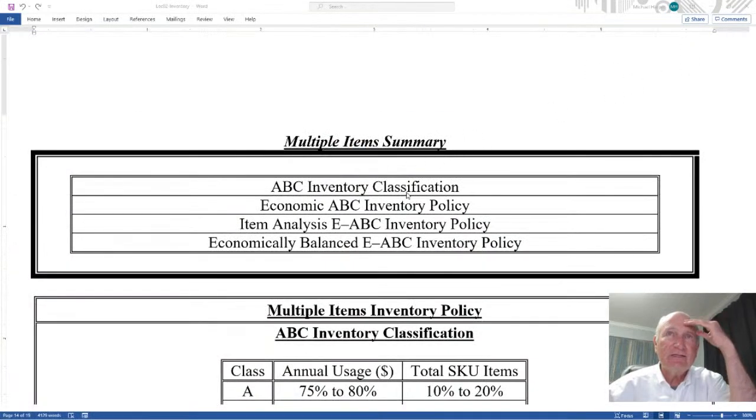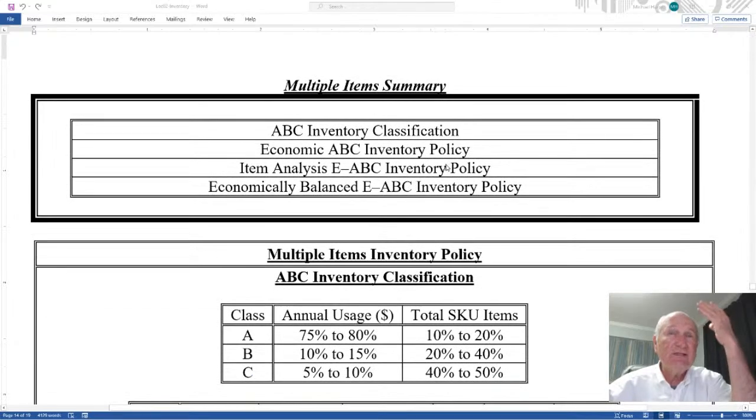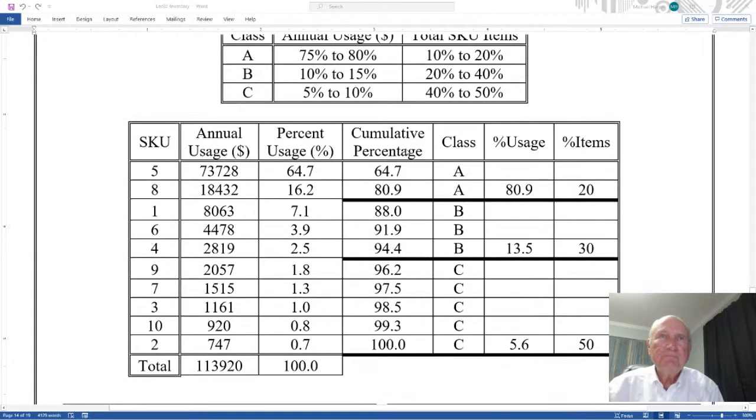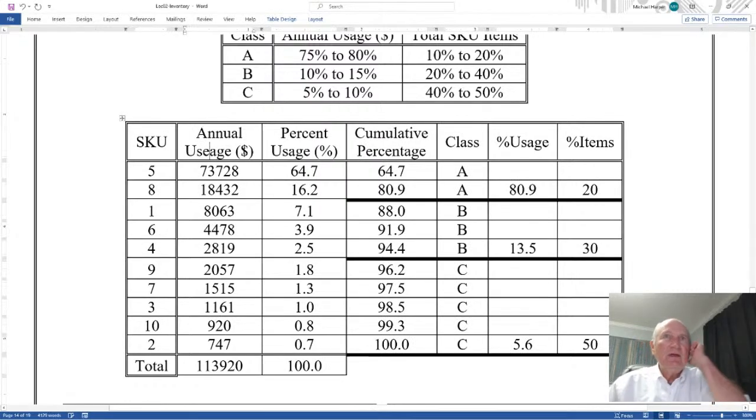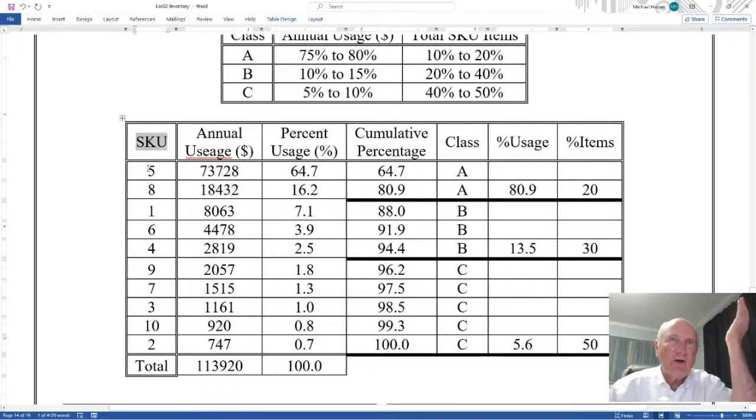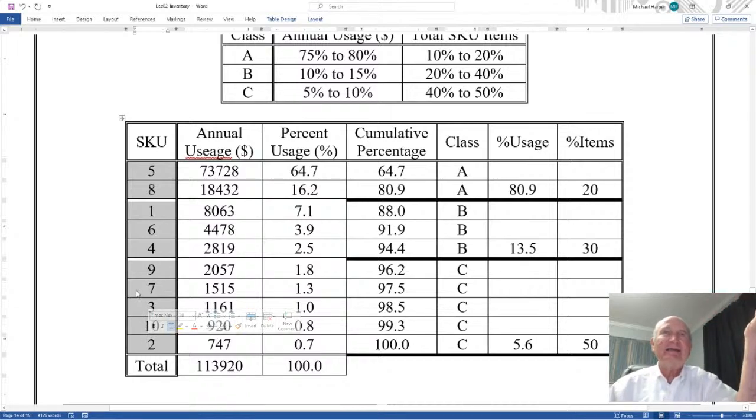That technique is ABC classification. This is an important one. Here's the idea behind inventory classification. Something called a SKU item. The SKU item is a stock keeping unit. A stock keeping unit is just the barcode, the ID. It's the inventory item ID.